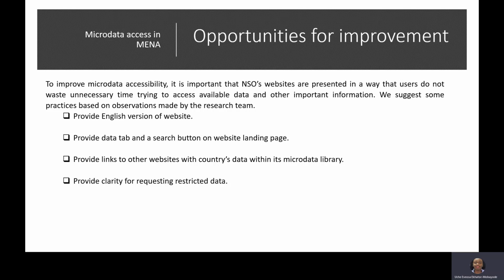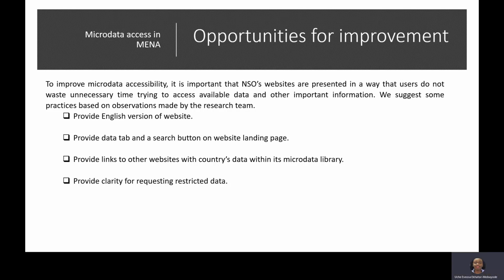Also, another way that NSOs can improve the experience of data users would be to provide a data tab and a search button on their website landing page to make it easy to navigate the website. And as I said before, provide links to other websites where a country's data could be. And finally, provide clarity for requesting restricted data. So when the data is restricted, for some of the websites, it's not clear how you could immediately request the data. An ideal situation would be a case where there is a way to request the data and it's automated, where data users can go fill a form, request the data without any difficult process or challenge to get the data.